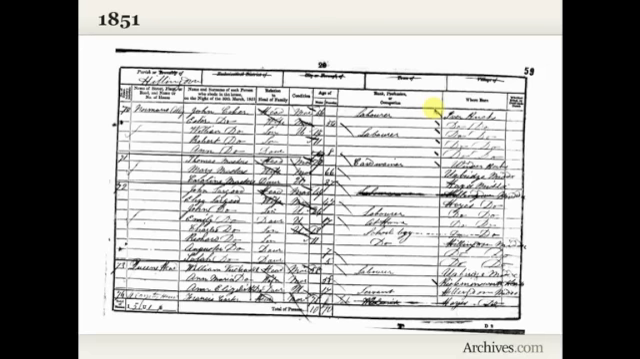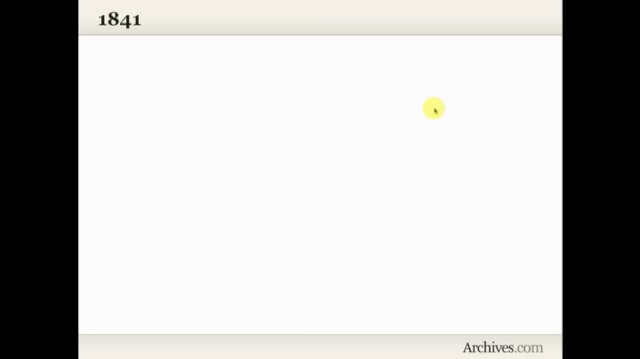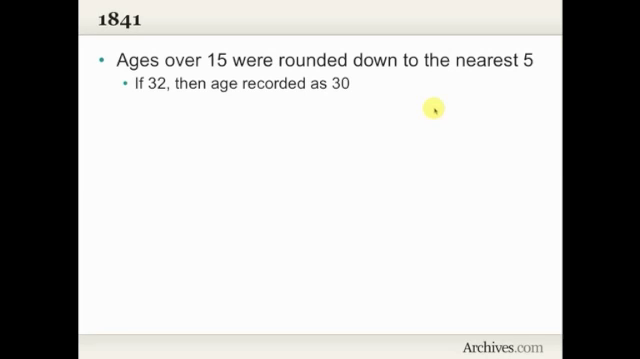But we have a big change as we move back to 1841. Lots of changes in the 1841 census. Something very, very important to remember about the 1841 census. If the person's age was over the age of 15, that age was supposed to be recorded rounded down to the nearest 5. So if a person was age 32, their age was supposed to be recorded as 30.